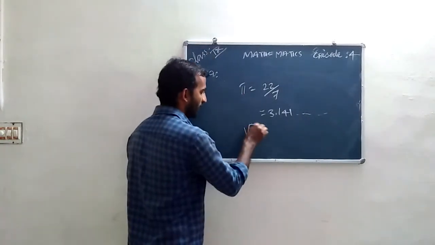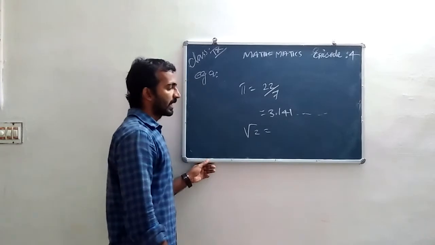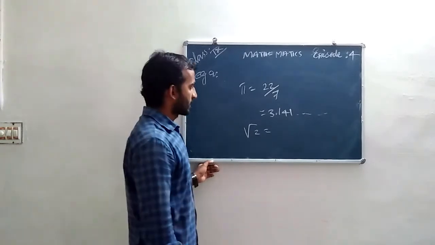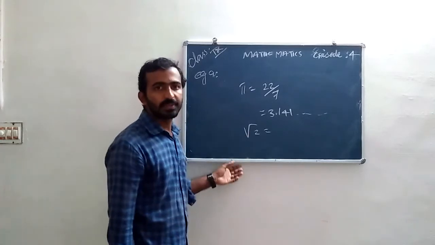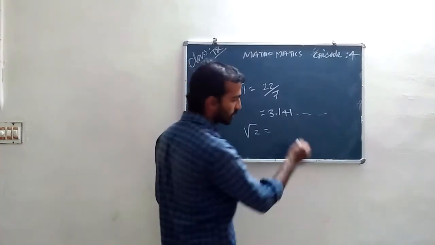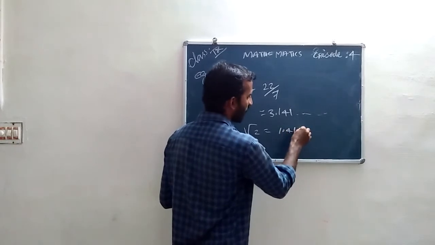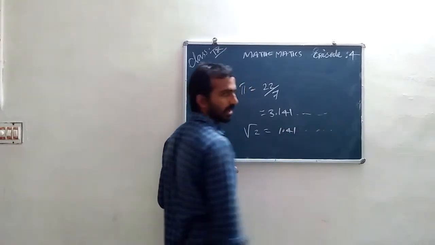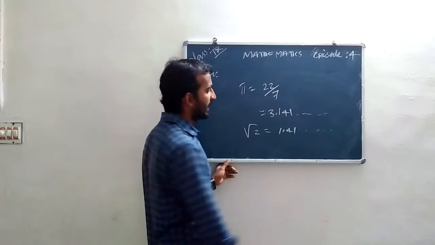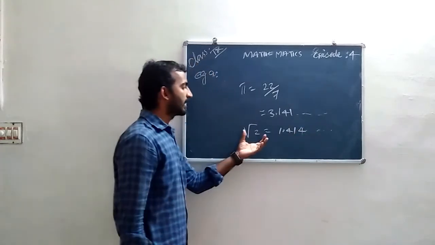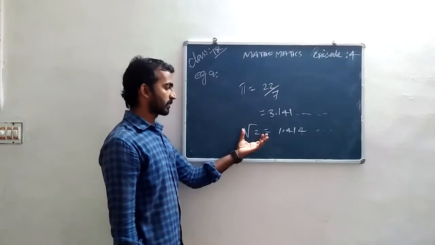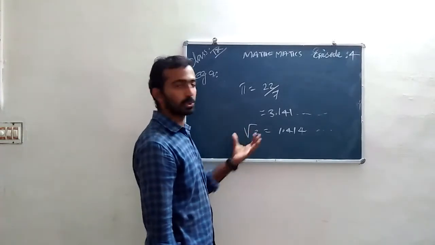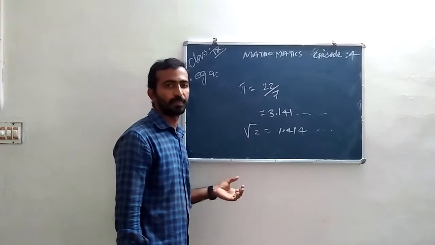And root 2 — we studied the value of root 2 in 7th class and 8th class. We can get the value 1.414 etc. We can find the value of root 2 by approximation, using a perfect square close to 2.